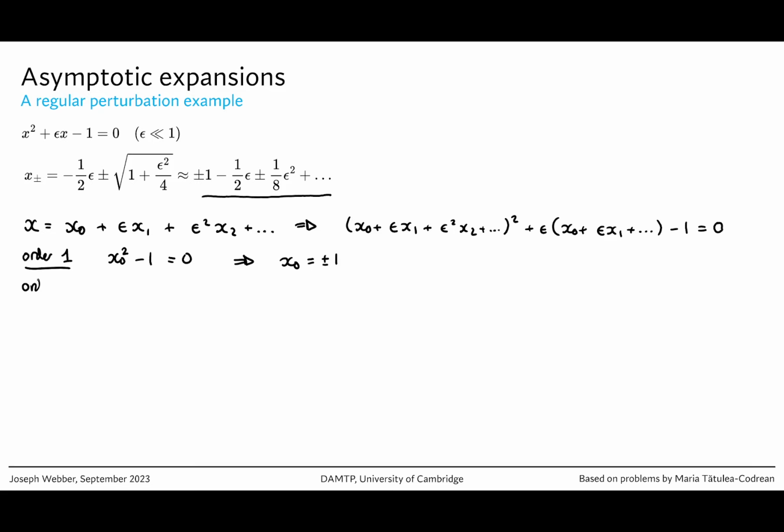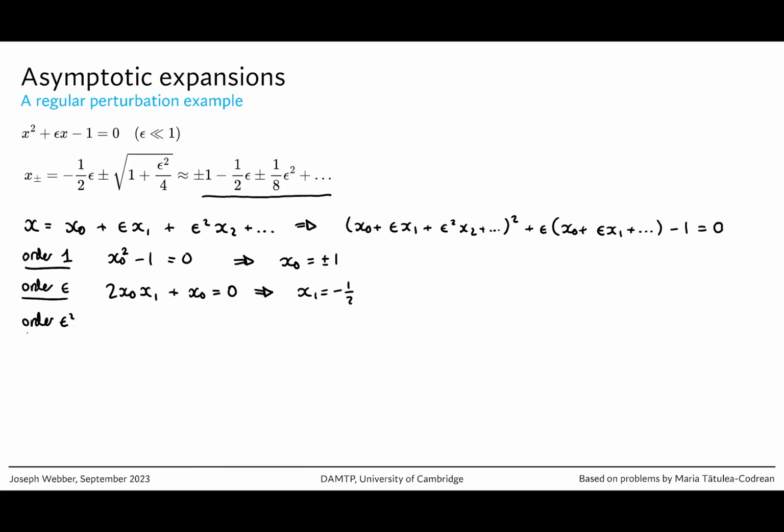Let's look at the terms at order epsilon. From this squared bracket here, we get 2x0 x1. We've got an x0 times epsilon x1 and an epsilon x1 times x0. And from this term here, we just have an x0. And the terms of order epsilon have to sum to 0. So because we know that x0 is non-zero, we can divide through by x0 and end up with x1 equals minus 1/2, irrespective of the value of x0, whether it's plus or minus 1.